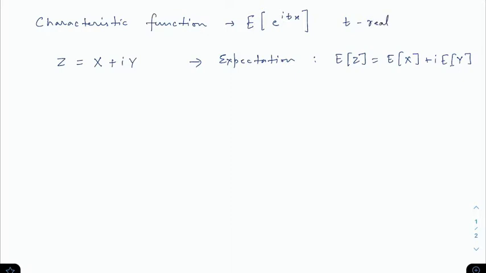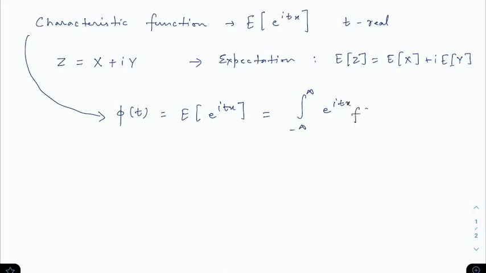Or we can express the characteristic function by this function phi of t, which is the expectation value of e to the power itx, which, depending on whether x is discrete or continuous, can be expressed either as an integral or as a sum. So this is for the continuous case, and this is for the discrete case.